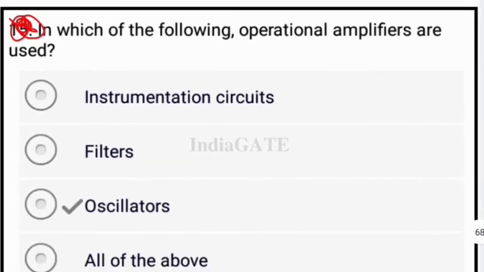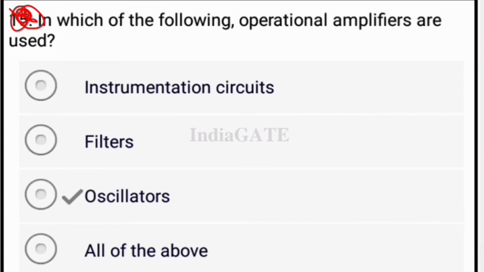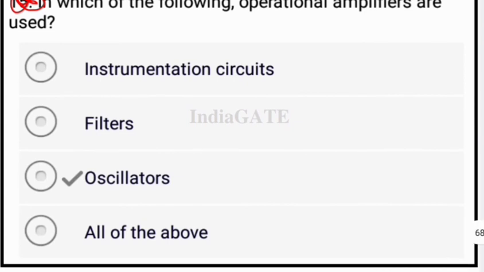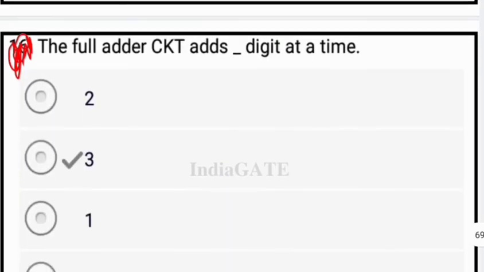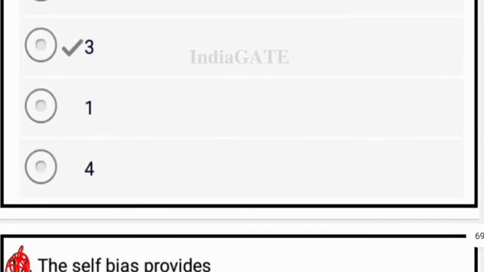In which of the following are operational amplifiers used? So there are 4 options, option A instrument circuit, option B filter, option C oscillator and option D all of the above. So the correct answer is oscillator. Oscillator is used for the operational amplifier. Okay, now next is: the full adder circuit adds dash digits at a time. So how many digits does a full adder add? That is 3, because it takes how many inputs? That is 3. So the answer is 3. Option B is your correct answer.